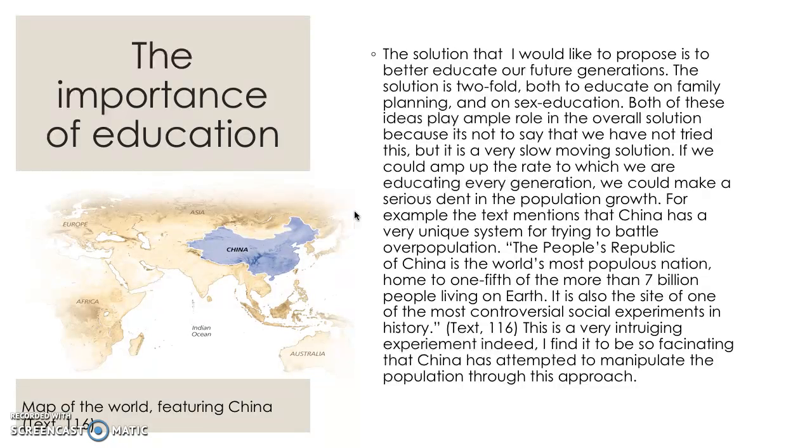For example, the text mentions that China has a very unique system for trying to battle overpopulation. The People's Republic of China is the world's most populous nation, home to one fifth of the more than 7 billion people living on Earth. It is also the site of one of the most controversial social experiments in history. This is a very intriguing experiment indeed. I find it so fascinating that China has attempted to manipulate the population through this approach.